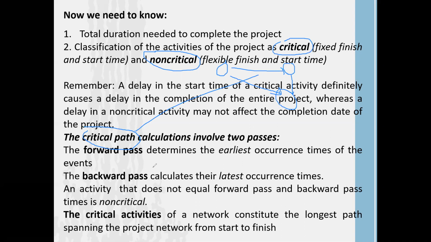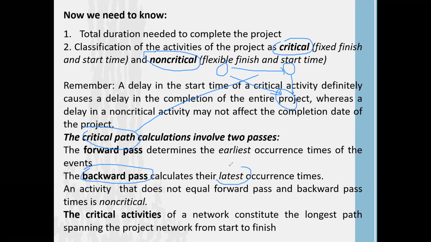Right? It is the earliest occurrence time. That means that activity has to be completed within the maximum time period. Once we discuss the example, you might get a clear idea. Then we need to calculate the backward pass. First we calculate the forward pass and then we calculate the backward pass. Under the backward pass, we calculate the latest occurrence times, right?